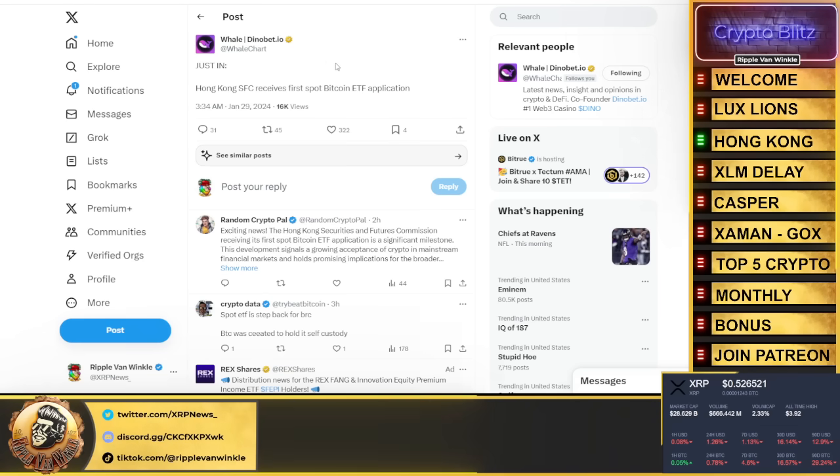Just in. Hong Kong, their SFC receives its first Bitcoin ETF application. That's the Securities and Futures Commission. You know what's going to happen? We're going to see this pop up over and over and over, and it's going to keep coming to life, and more Bitcoin spot ETFs everywhere around the world. And then we're going to see different crypto assets added.